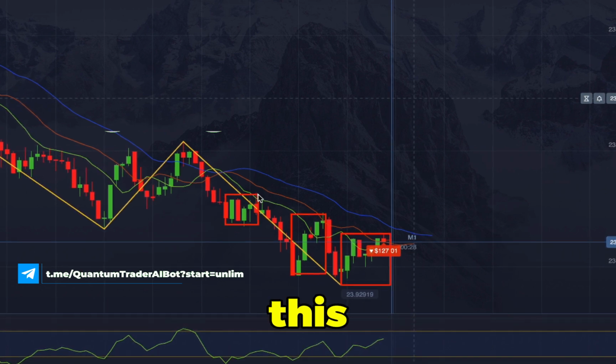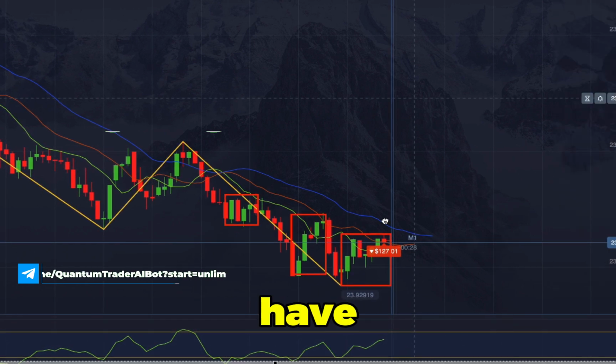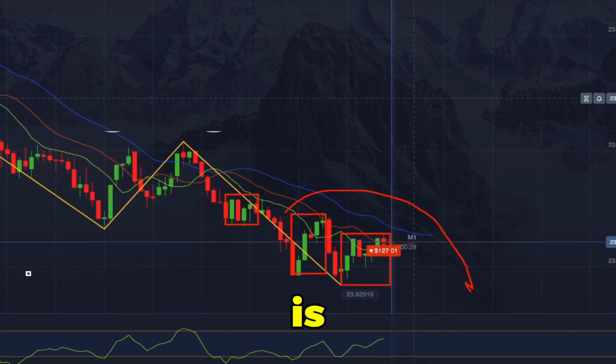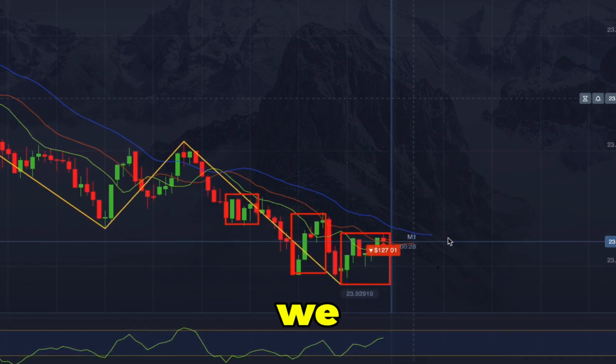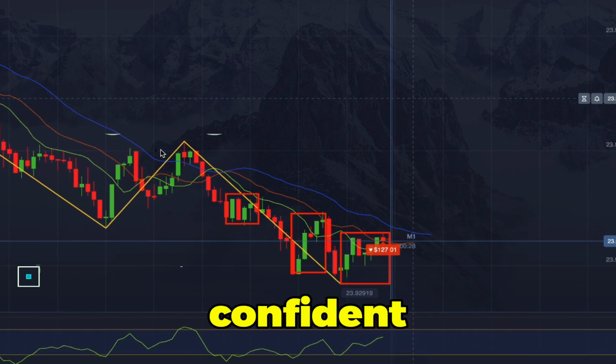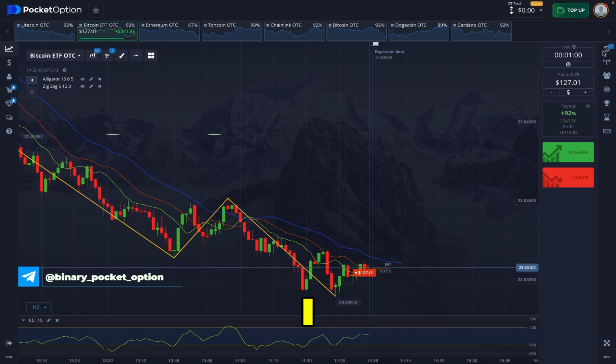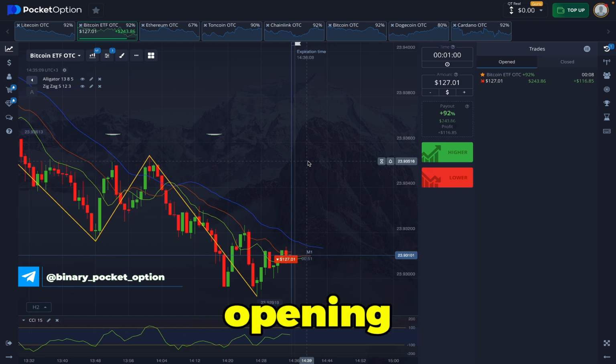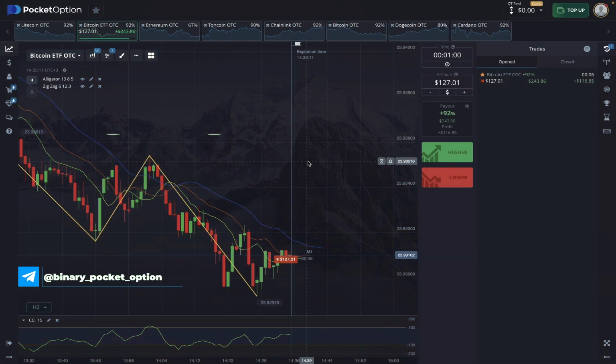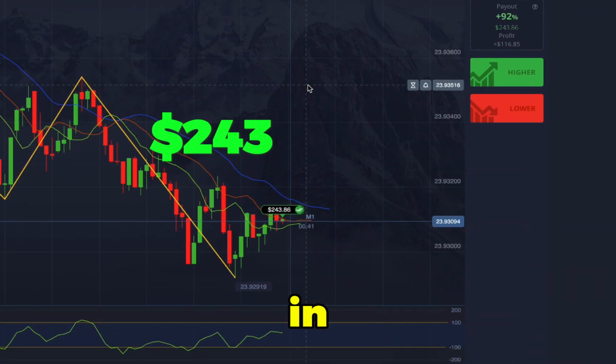And from this level, I think, of course, I may have a further downward movement, especially since it is necessary to focus on the trend here. And we see that we have a very good, confident downward trend dynamics now. So I am making a downward opening here. And also the deal closes in A+.